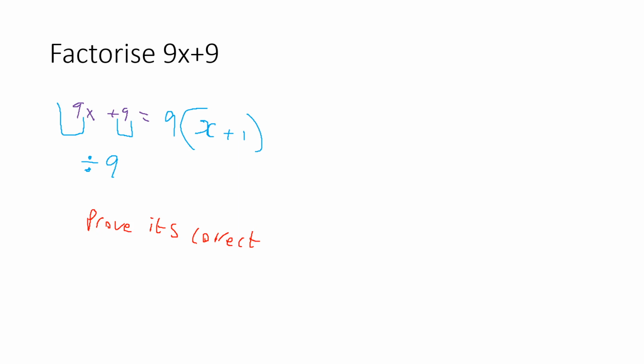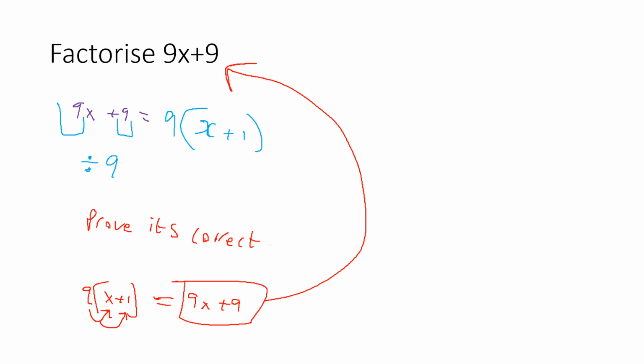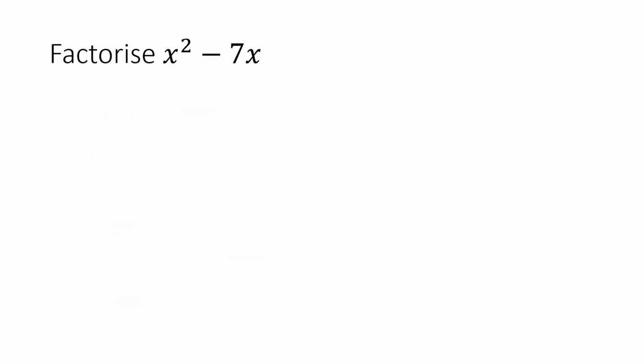All we're going to do is expand it again. So, 9 times x plus 1 is simply going to be equal to what? What's 9 times x? 9 times x is 9x. What's 9 times 1? 9 times 1 is equal to 9. And what do you know? That's exactly the same as what we have here. This is correct. And this works the exact same with letters.